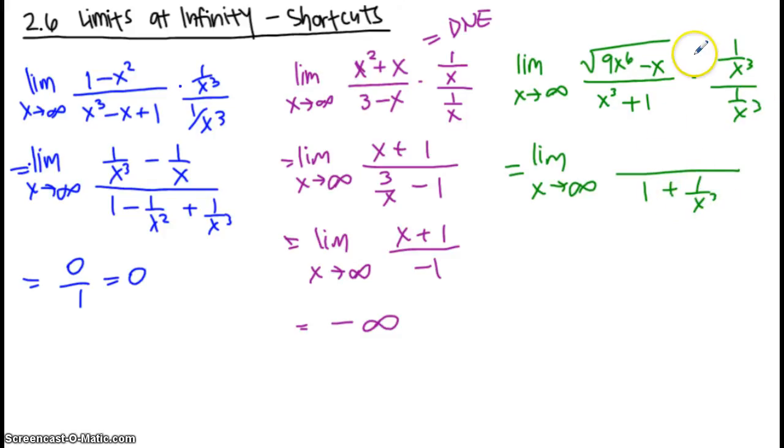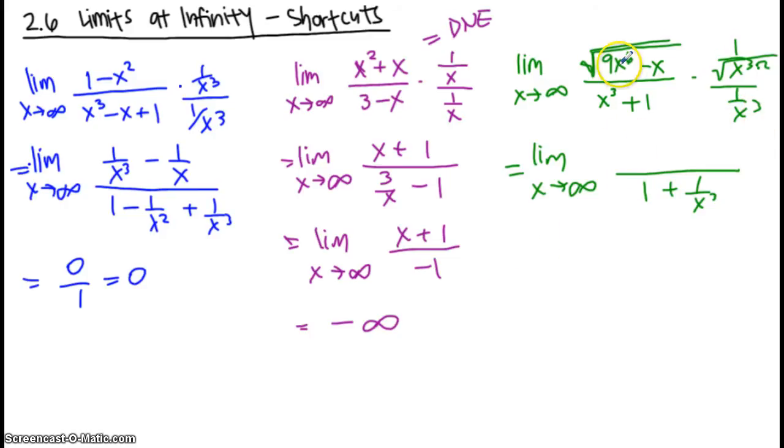On the top, however, this is inside a square root, so I need to put this in a square root. But I can't just square root it and change it. I got to square root and square it. That's a times 2 there. That way it's essentially the same thing as x cubed.